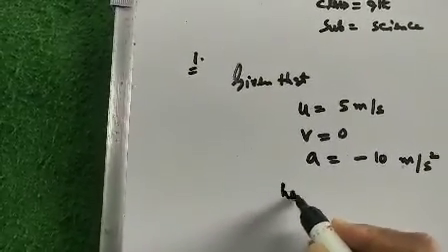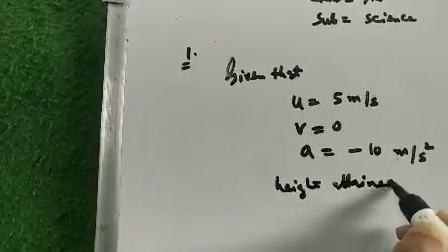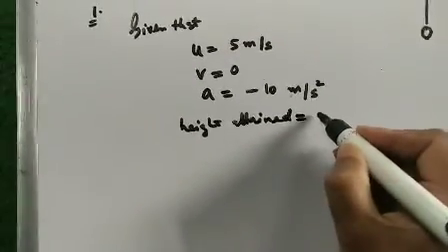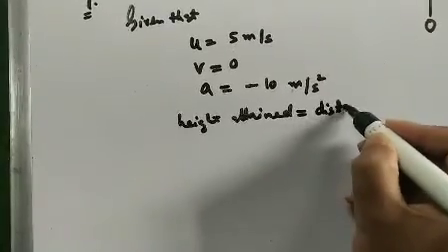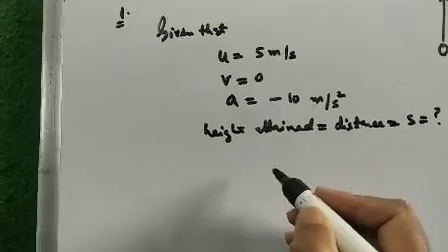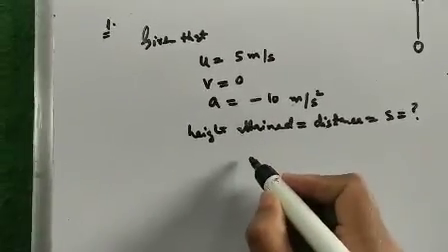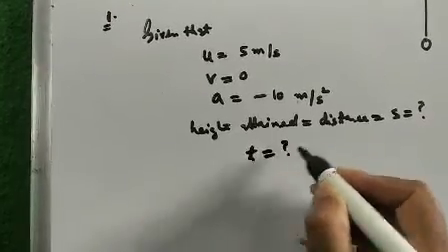height हमें निकालनी है. Height attained by the stone when it is thrown upwards, that is called height attained. हमें निकालना है simply distance, that is s निकालना है. S, and how much time will it take to reach there at highest point? कितना टाइम उसको लगेगा? t भी हमें निकालना है. ठीक.